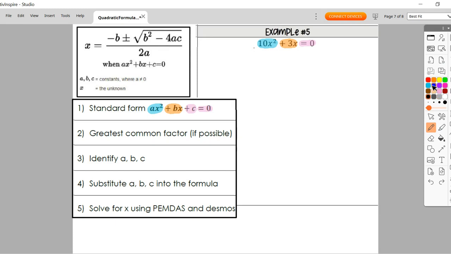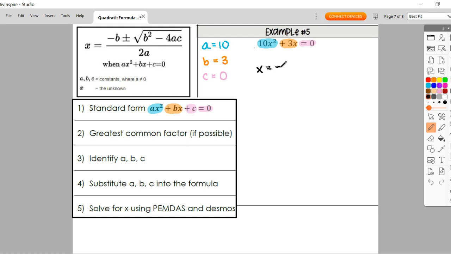So I'm going to write a as, like I said, my 10 because that's on the x squared term. My b in this case is going to be 3 because that's on the x term. And because there's no c term, we still want to use a number for it, but it will be 0. We go ahead and substitute that in the formula.